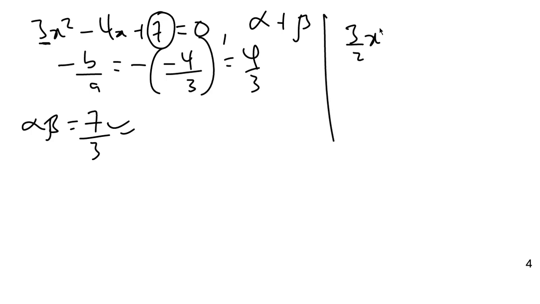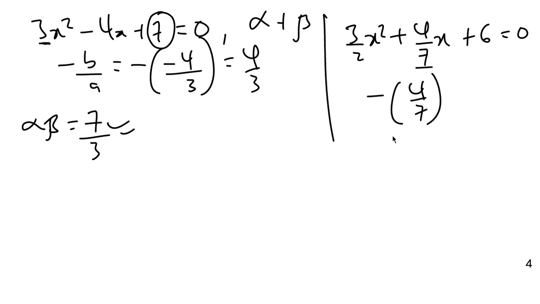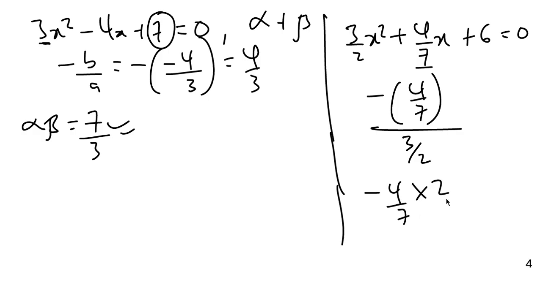3 over 2 x squared plus 4 over 7 x plus 6 equal to 0. So if you're asked to find the sum, what's it going to be? It's going to be negative b over a. That will be negative 4 over 7, which is b, over a, which is 3 over 2. And then on simplifying that, that's going to be negative 4 over 7 times 2 over 3, because it's kind of like a division. So negative 4 times 2 is negative 8, and 7 times 3 is going to be 21. So this is the sum of the roots.